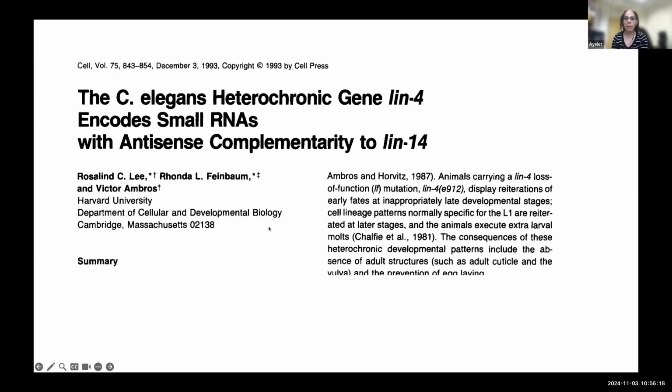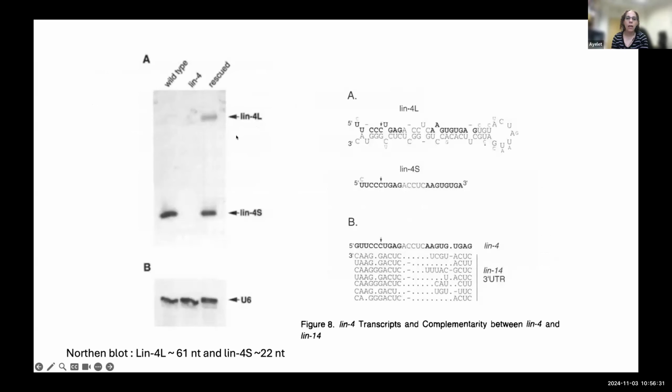Okay, so in this paper, Victor Ambros actually worked more on Lin4 than on Lin14. So he cloned Lin4 by using, again, autoblot with radioactive and RFLP. And what he found was that if we look at the northern blot of Lin4, after many attempts of looking for a Lin4 sequence, he found that Lin4 is pretty short.